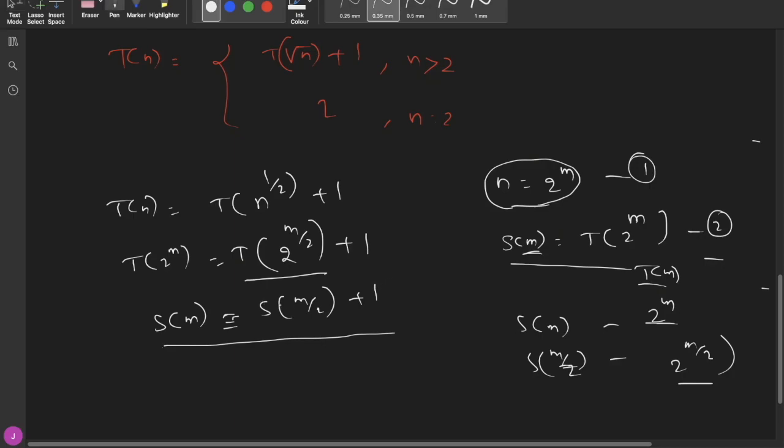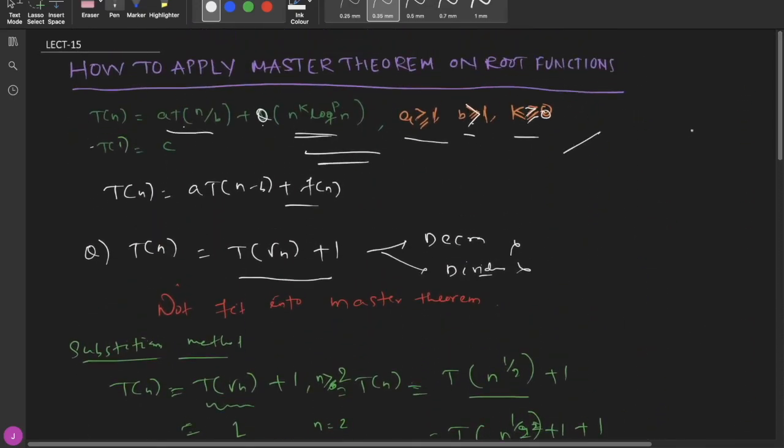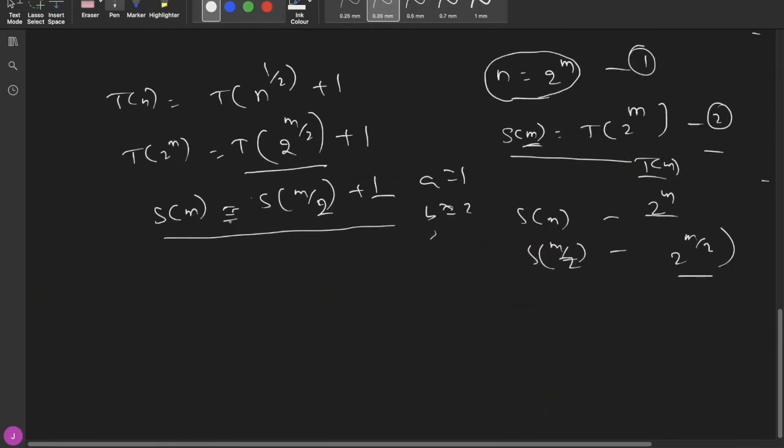Yes, it is a dividing function, because here the a value equals 1, the b value equals 2, and there is an f function. This is the format. The format for a dividing function is this one, and this is correctly satisfying the format. So now I can use the master theorem on this equation, not that previous equation.